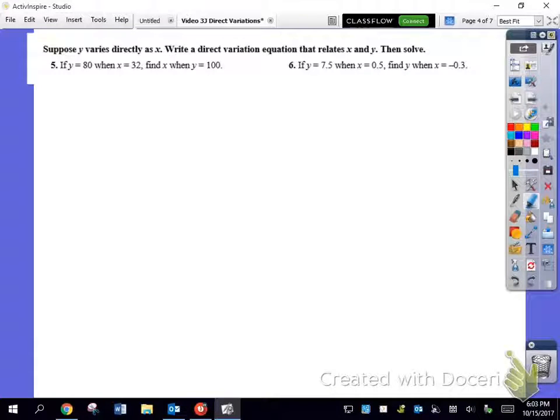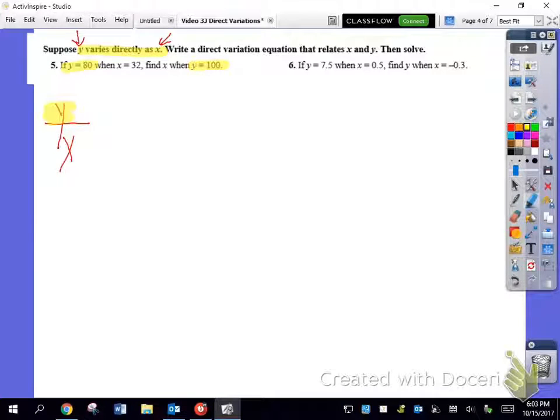Now, on the next set, it says, suppose y varies directly as x. Anytime you see varies directly, you're going to set up a ratio. So what's in front is going to go on top. What's in the back is going to go on the bottom. Okay? Now, on the top I have y. So I have y as 80 and I have y as 100.